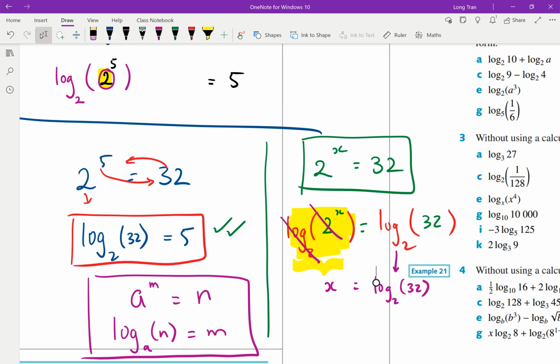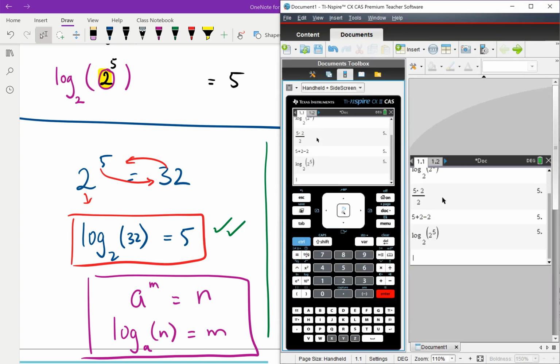So if I type it on my calculator now, have a look. If I go to my calculator, I go control, log base 2 of 32 equals 5. Because that's all I'm doing. I'm not doing any conversions. I'm not memorizing any conversions. All I'm doing is inverse operations. Okay, so have a look.